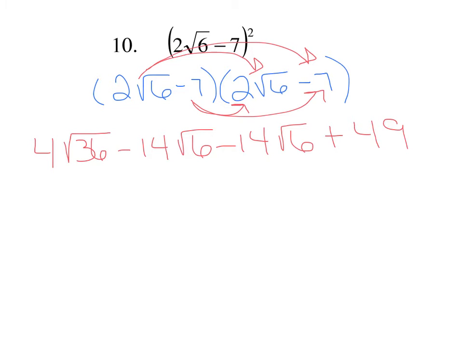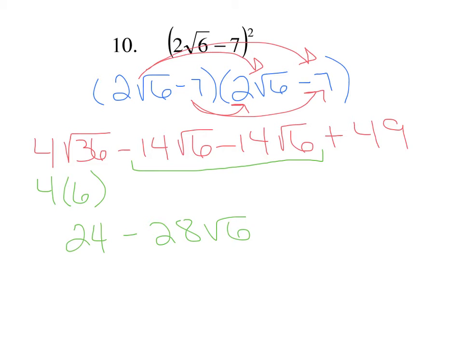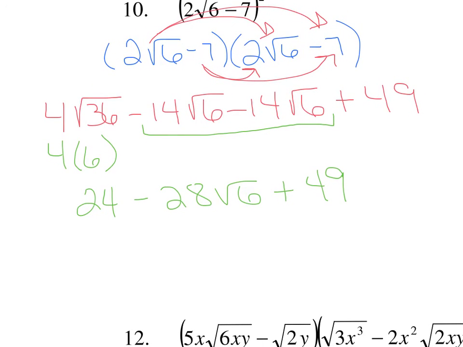Now we simplify. The square root of 36 is 6. Times that 4 makes 24. These are like radicals. Negative 14 and negative 14 make negative 28 square root of 6. And we have plus 49. Almost done. Now we recognize that this 24 and this 49 are like terms, so we need to add them. 24 plus 49 makes 73. Then we have minus 28 square root of 6.